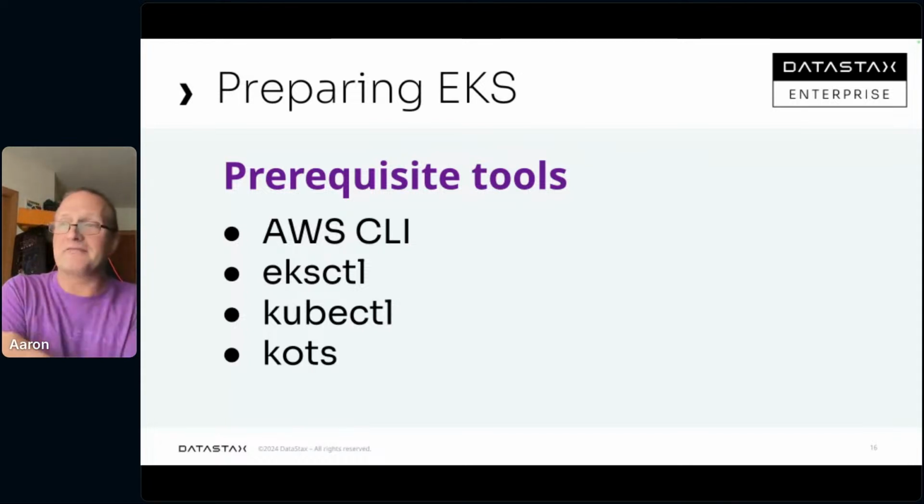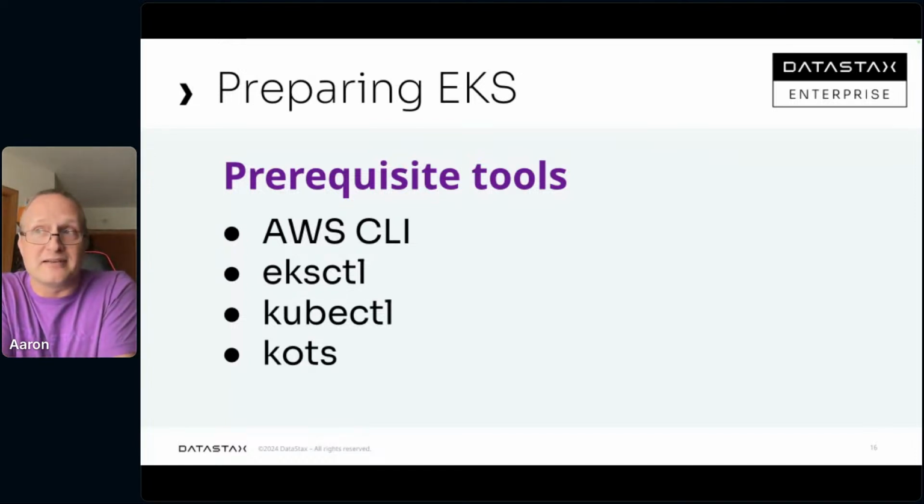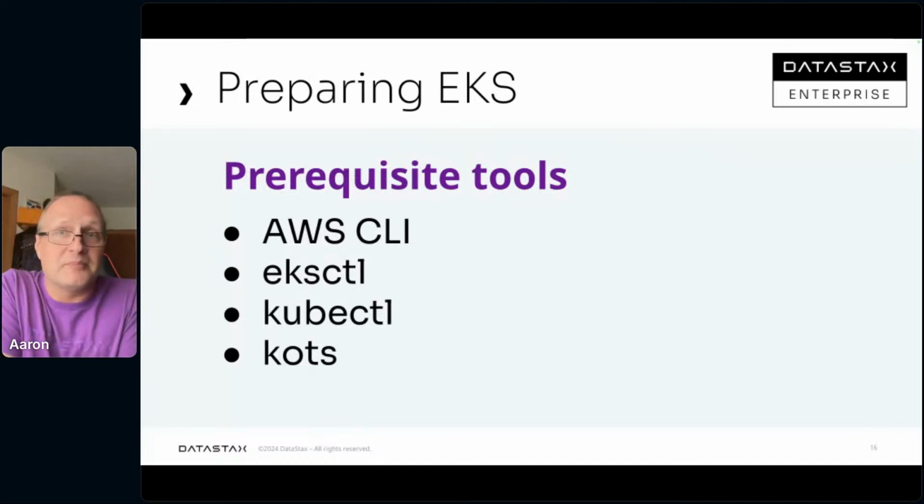And then, of course, we have KOTS. KOTS you might not have heard of. It's a plugin for kubectl that allows you to run applications as a part of an installer. It stands for Kubernetes Off-The-Shelf, and we're actually going to use that to install Mission Control.